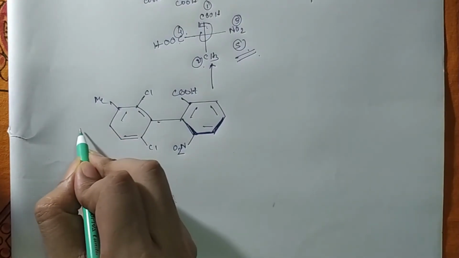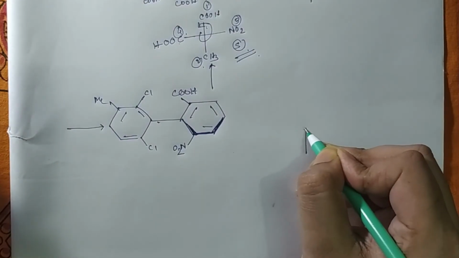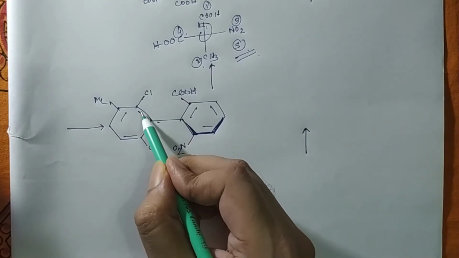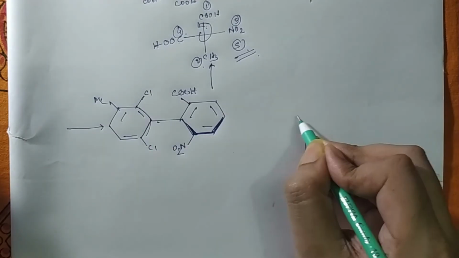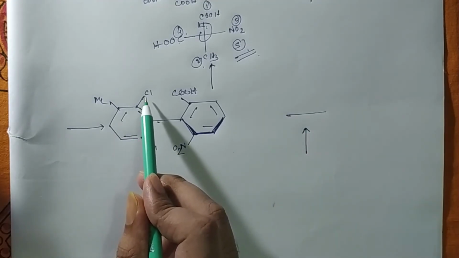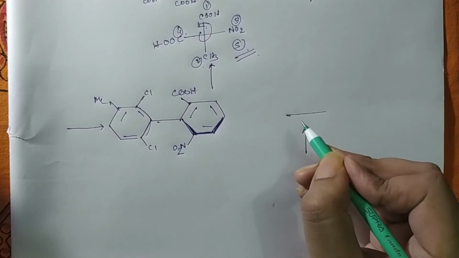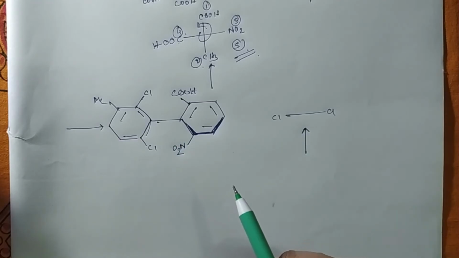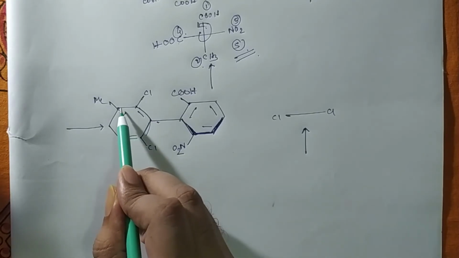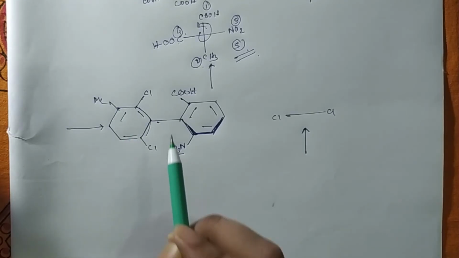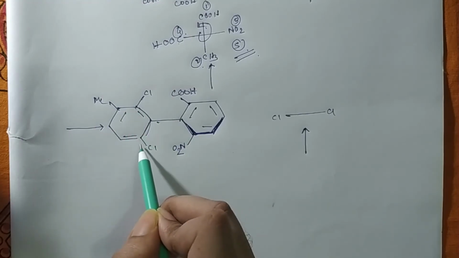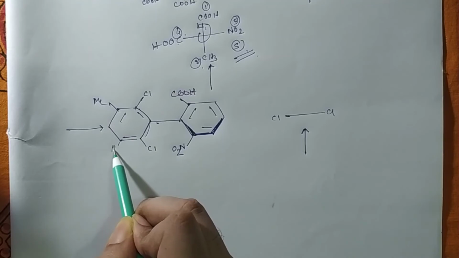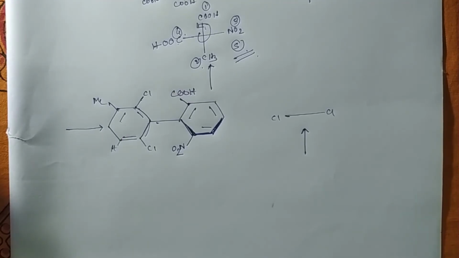Now we have to determine the configuration of this biphenyl ring. If you see from this end, write the axis, and I am seeing these two. Now this chlorine atom is left of this axis and this chlorine atom is right of this axis. You will get confused about how to determine the priority because both are Cl. Now you have to look closely: ortho to this Cl there is a methyl, and ortho to the other Cl there is hydrogen. Methyl has higher priority than hydrogen, so the Cl which is left of the axis will have higher priority.